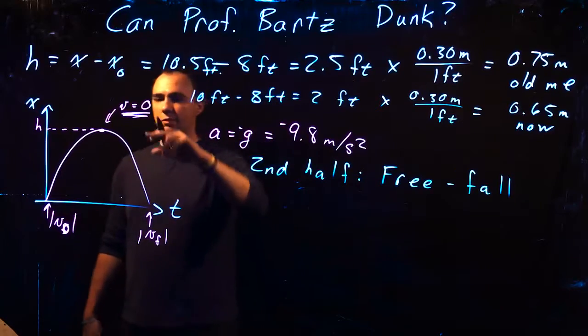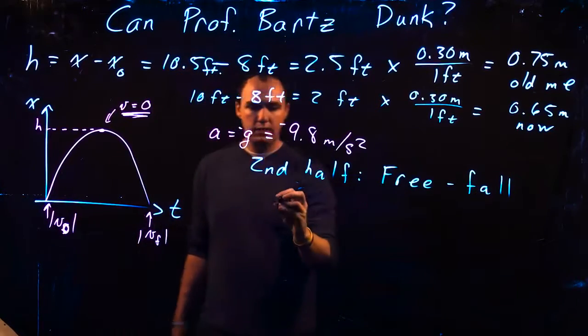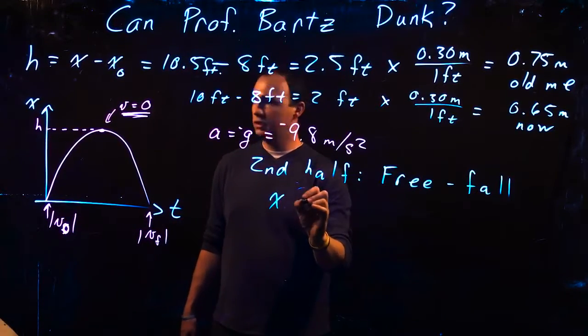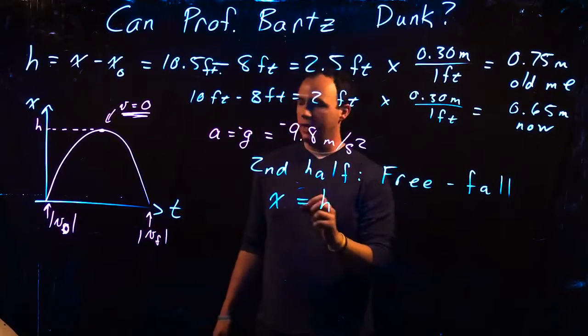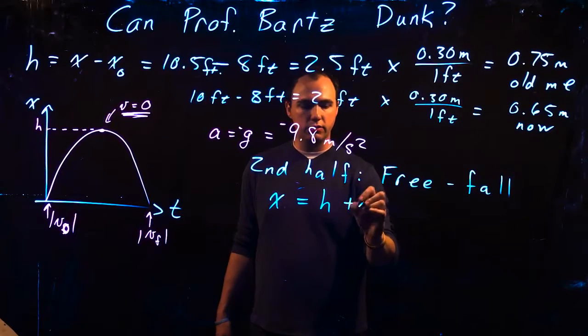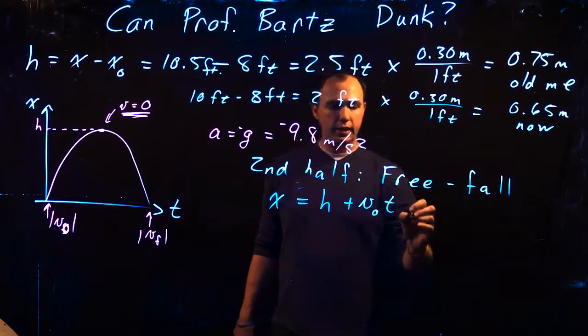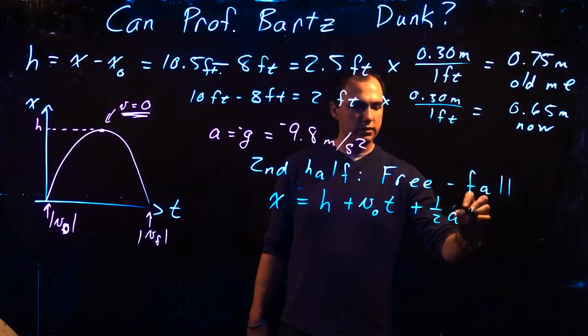So in this case, I'm starting from some positive position. So that's my height. And I have some initial velocity. And then I have some acceleration.